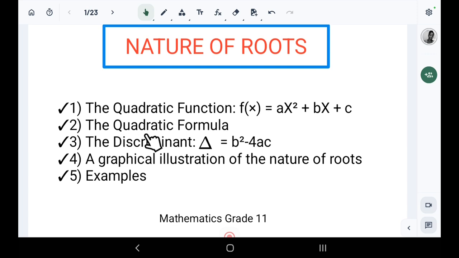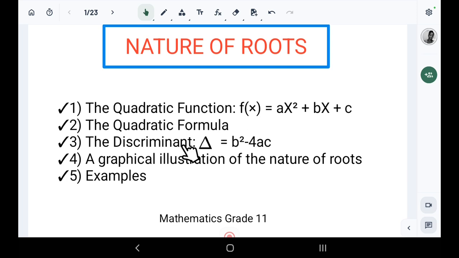Number 2, we're going to look at the quadratic formula, which is one of three ways of solving for the roots of the quadratic equation. The first being factorization, the second being completing the square, and the third one, now the quadratic formula. We're going to look at why this formula is important and why it is the simplest we can use as a method to solve for the roots.